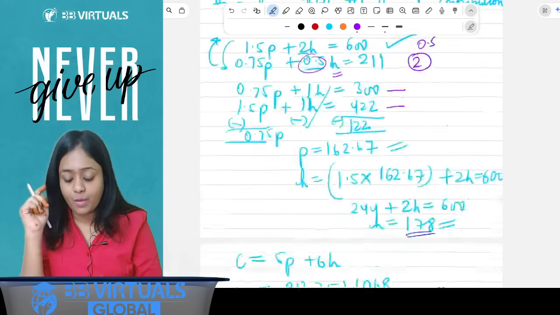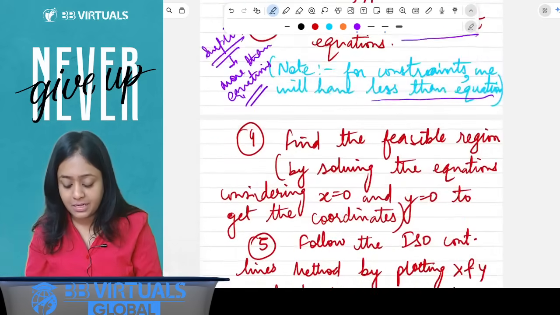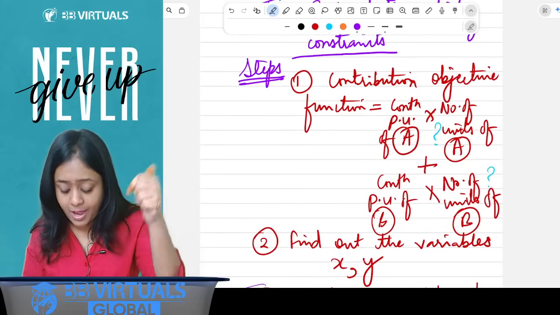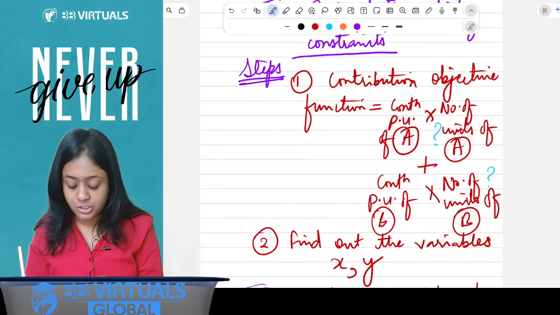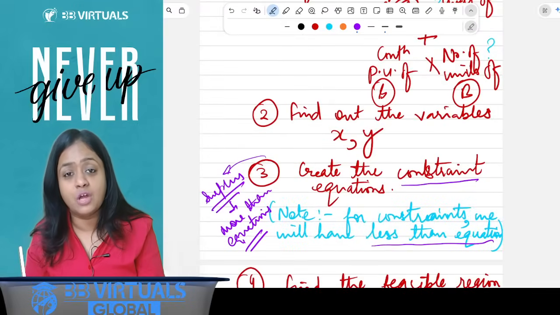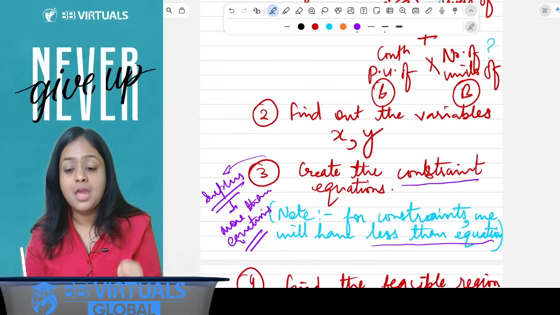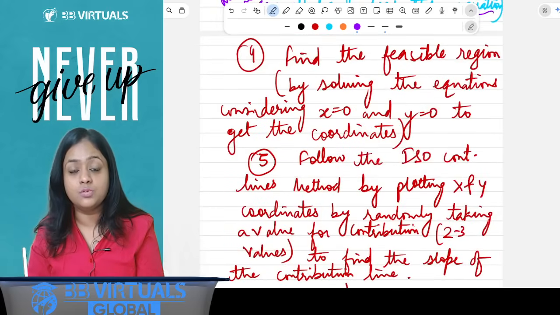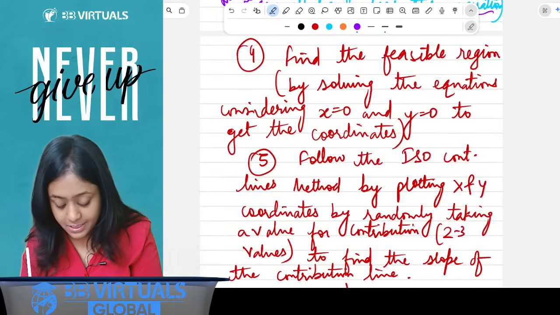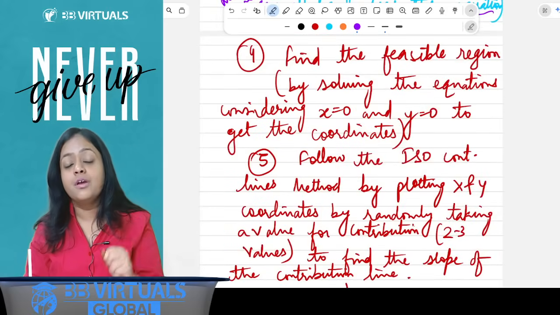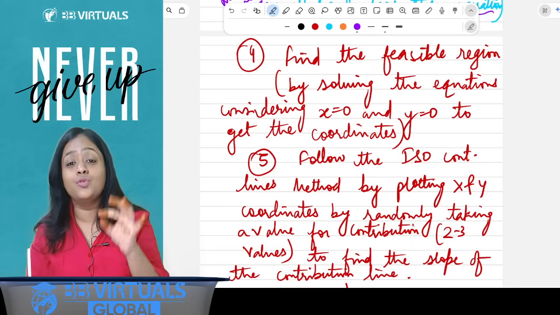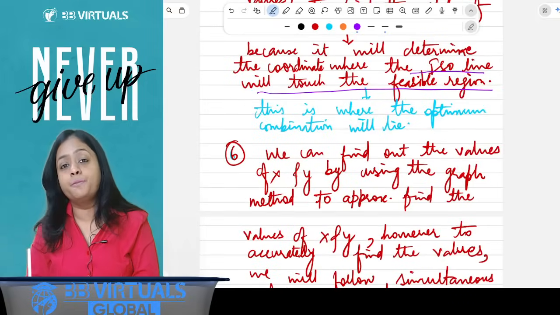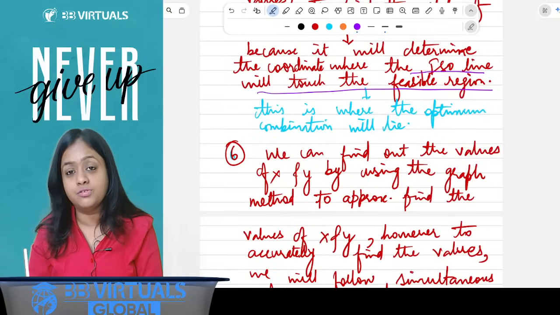So just have a quick revision again for these multiple constraints because they are always asked in the exam. Step 1, contribution objective function to be created. Step 2, find out the variables. Step 3, create the constraint equations which are less than equal to. Step 4, find the feasible region. Step 5, follow the ISO contribution line to know the coordinate at which your contribution is maximized, and that is the optimum production to be done.